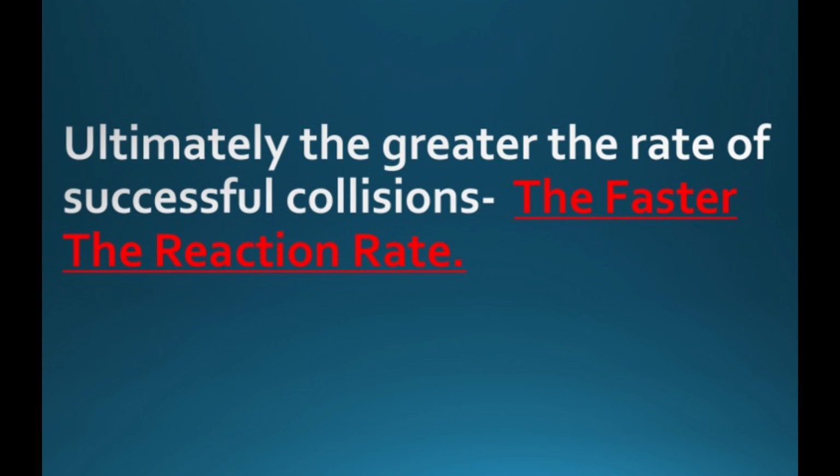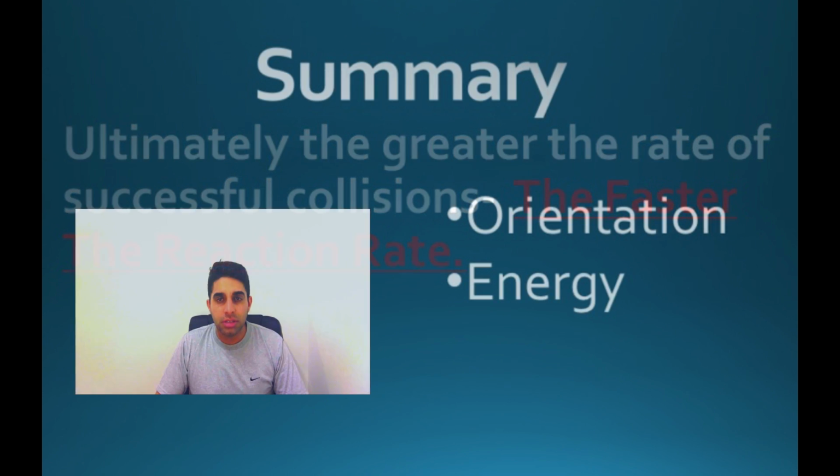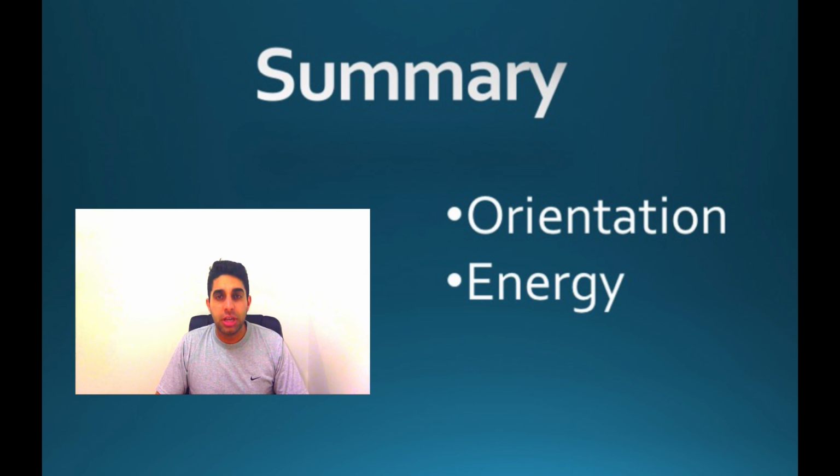Ultimately, the greater the rate of successful collisions, and by this we mean the more successful collisions you have, the faster the reaction rate. In summary, in order for a chemical reaction to take place, you need successful collisions. And in order for successful collisions, the reactant particles must collide with the correct orientation and sufficient energy.